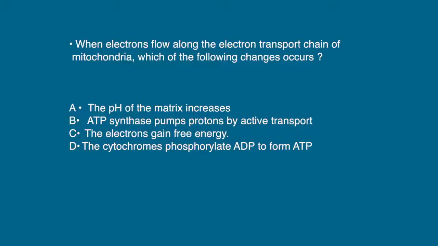Here the answer is very simple. You know, when electrons flow along the electron transport chain, protons from the matrix are transferred to the intermembrane space. So, decrease in proton concentration will increase the pH. So, the answer is A.